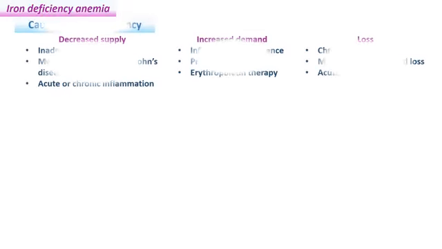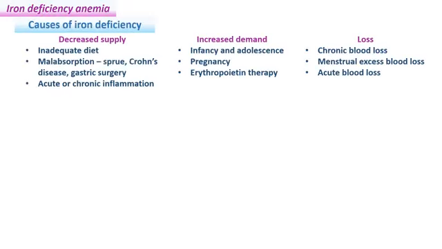Now come to the causes of iron deficiency anemia. Decreased supply of iron, increased demand of iron, excessive loss of iron. Under the heading of decreased supply: inadequate diet, malabsorption like tropical sprue, Crohn's disease, gastric surgery, acute or chronic inflammation. Increased demand: infancy, adolescence, pregnancy, during erythropoietin therapy. Excessive iron loss may be due to chronic blood loss, menstrual excess blood loss, acute blood loss.